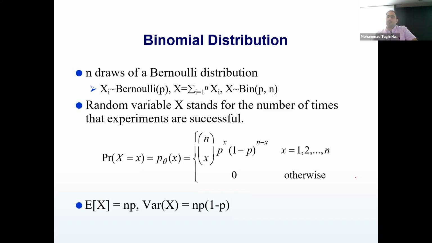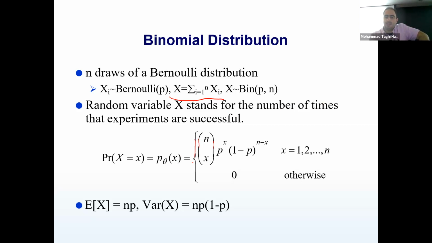Another famous one is the binomial distribution. Here we have n trials of a Bernoulli distribution, so x is equal to the sum of n variables, each of which is a Bernoulli distribution, and we represent it by Bin of p, the probability, and n, the number of trials. You can think about it as having a biased coin that you toss n times, and you want to see how many times you get head versus how many times you get tail. So here the random variable x, as I mentioned, stands for the number of times the experiments are successful. And this is the formula. Again, you can put these numbers there and you will see why we have such a formula.